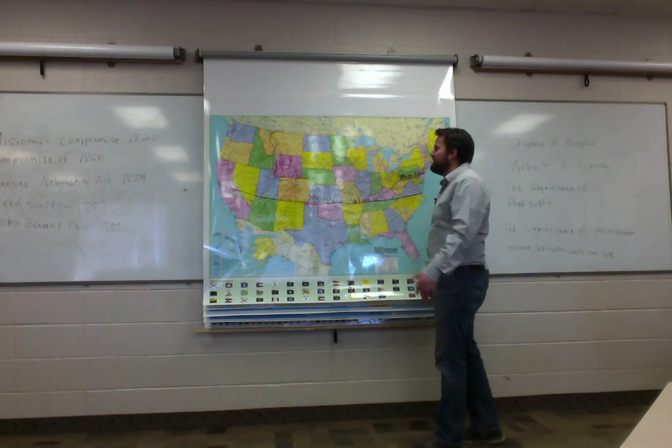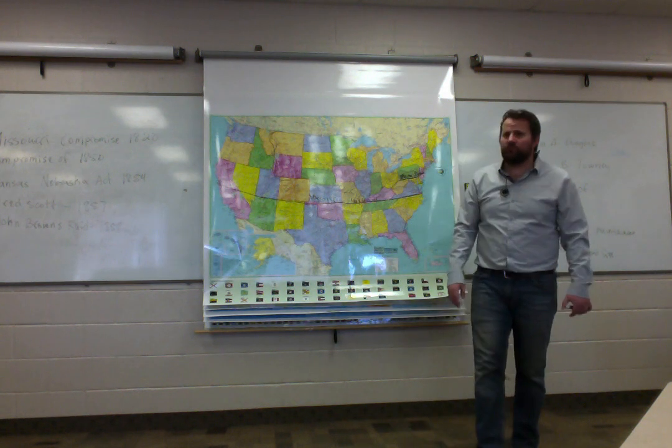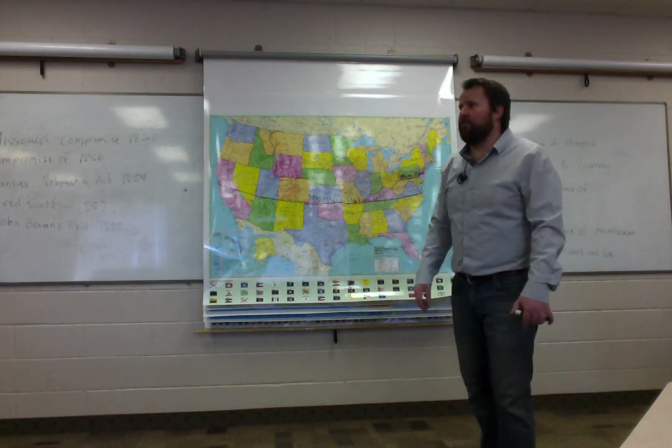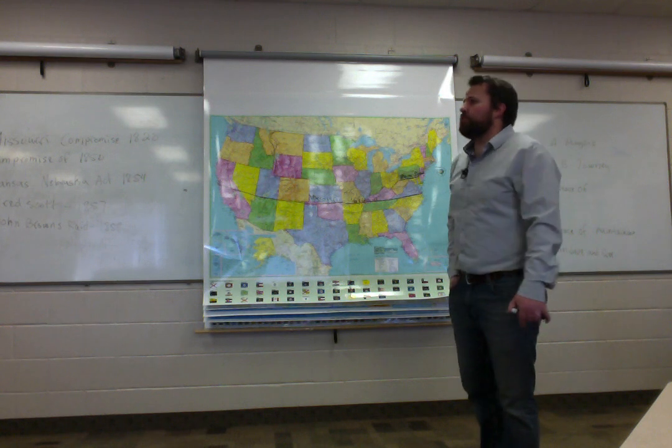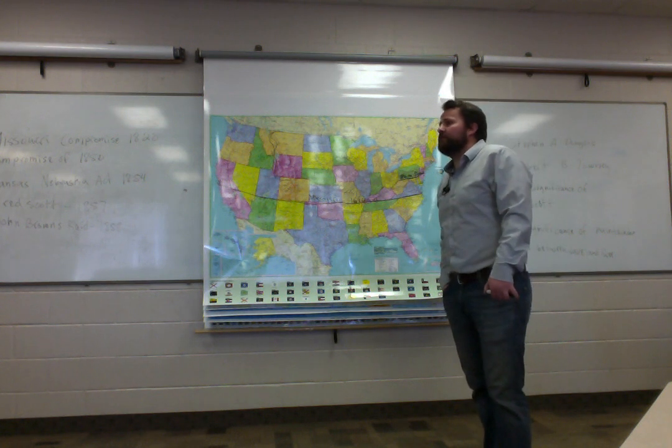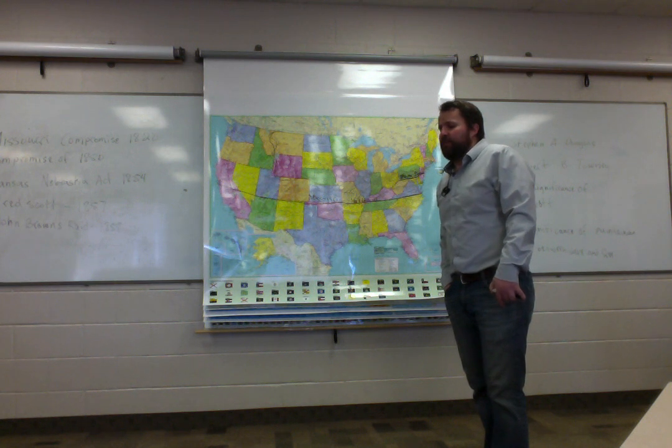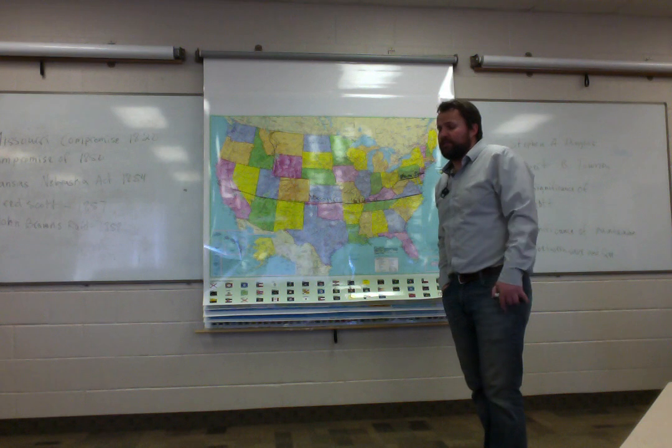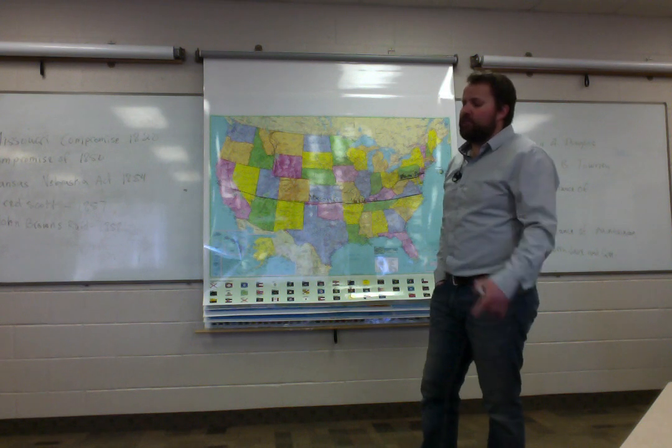There were about 26 states at the time, which means that there were 26 times 2 is 52. So that means that it was 52 divided by 2 is 26. So 26 for the South.